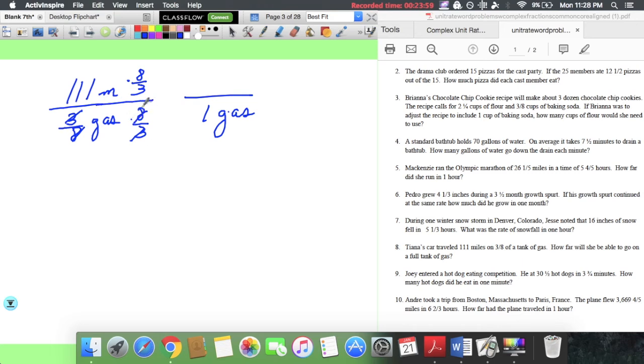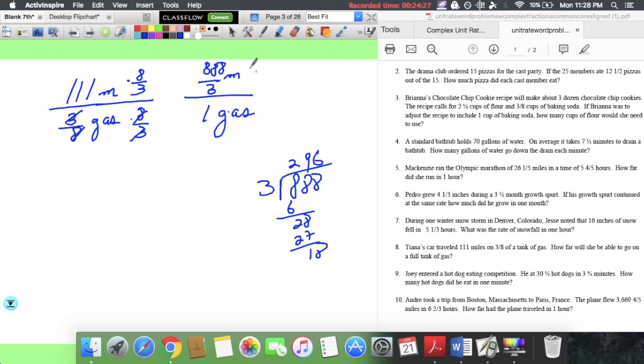That simplifies to 1, and on top 111 times 8/3 is just going to become 888. So I'm going to write 888 over 3 miles, which we're going to change. So 888, I'm going to divide that by 3. It's going to be 2, 6, 28, 9, 27, 18. I could have just used a calculator. It's going to be 296 miles in 1 full tank of gas.